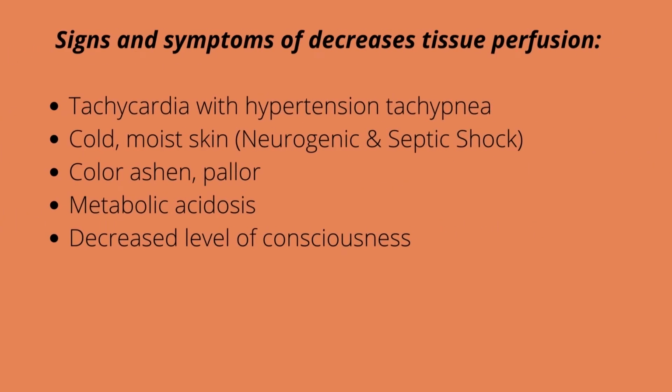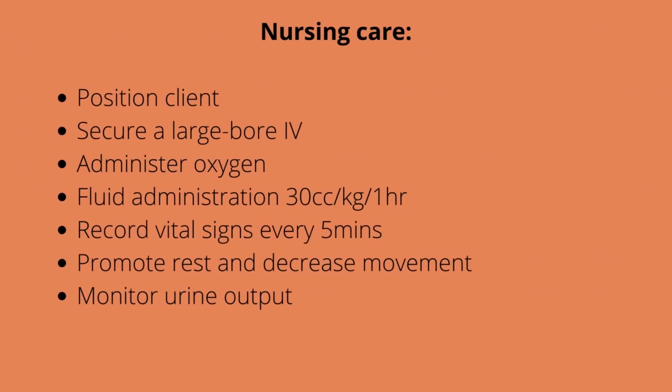Signs and symptoms of decreased tissue perfusion include tachycardia with hypotension, tachypnea, oliguria, and cold, moist skin in neurogenic and septic. Why? Because an inflammatory response is kicking in with that. We have color that will be ashen. We'll have a change in our color and pallor. This patient will be in a metabolic acidosis state and will have a decreased level of consciousness.